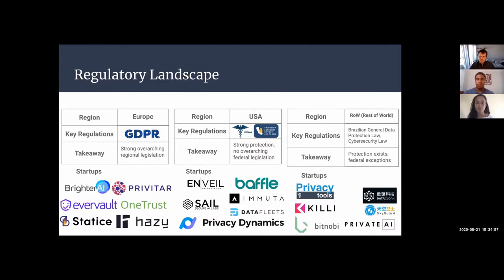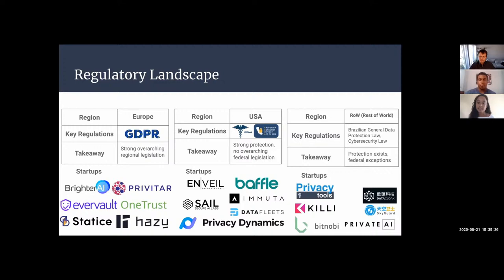Lastly, we have this bucket for what we just call rest of world, and I'll touch on a few specific geographies. There's a lot going on in data protection as different countries and consumers themselves are realizing how important data privacy is. First we'll touch on Brazil. Brazil's regulation is called the General Data Protection Law. It's very similar to GDPR, and was passed in August 2018. It focuses on personal data protection.